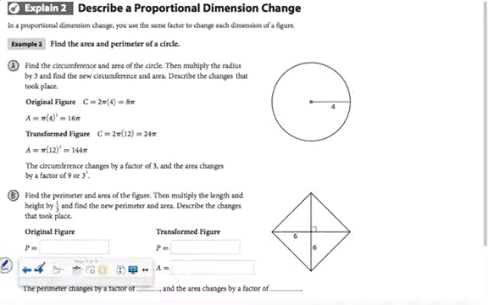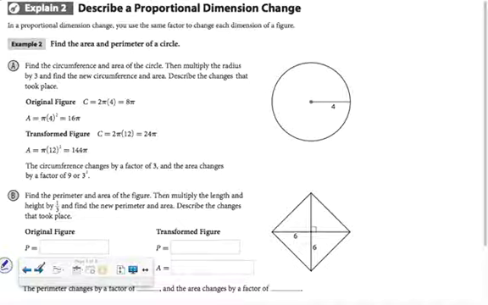Now we're looking at proportional dimension change. When we make a proportional dimension change, that means we're using the same factor to change all of the dimensions of a figure, which means we're creating a dilation of the figure. And remember that in a dilation, the figures are similar.